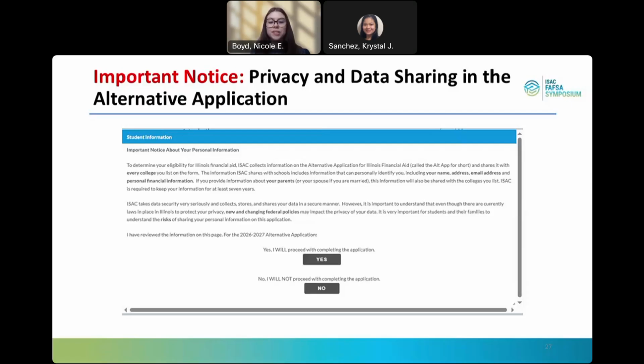However, it is important to understand that even though there are currently laws in place in Illinois to protect student privacy, new and changing federal policies may impact the privacy of their data. So it is very important for students and families to understand the risks of sharing your personal information on this application. So while we definitely don't want to scare anybody away from the alternative application, we of course want students to receive the aid that they're eligible for. We also want to help students make an informed decision. Particularly in this current climate, there may be some heightened fears. So we just want students to feel that they are able to make an informed decision.